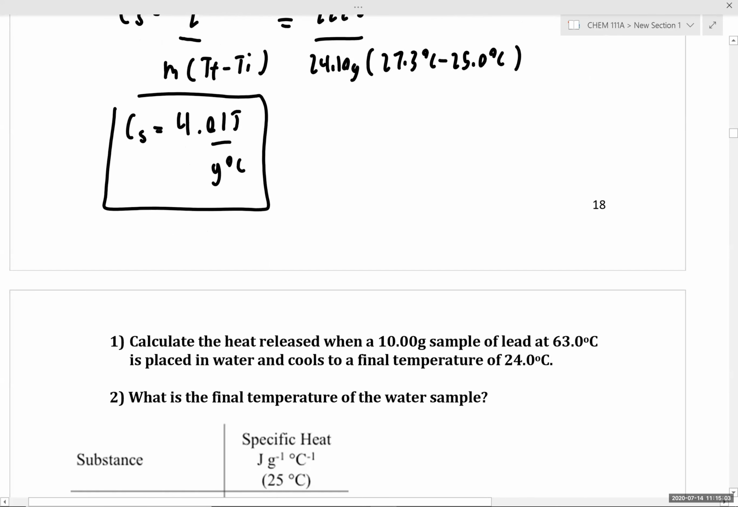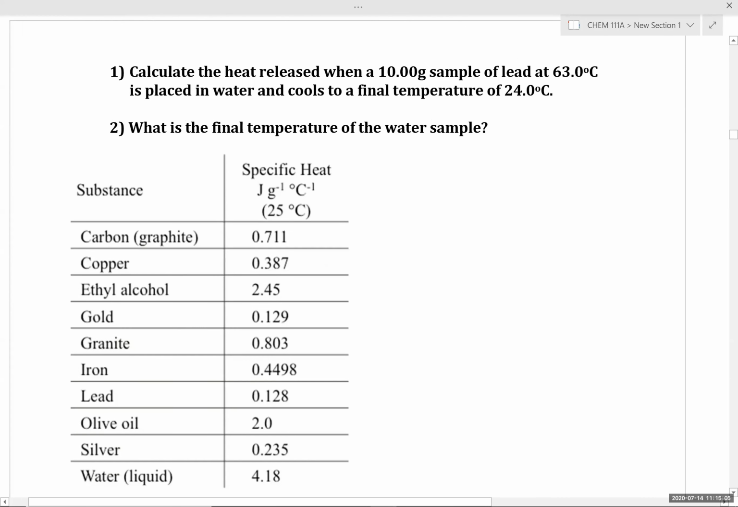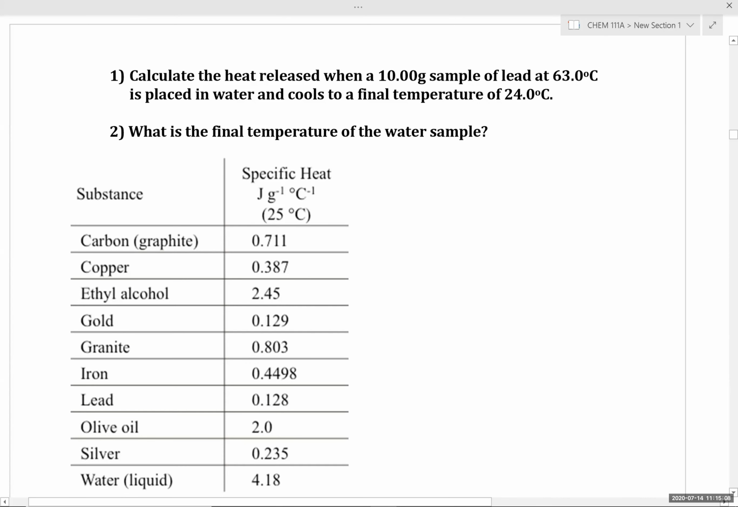Okay. So let's look at another guided example. This time we're asked to calculate the heat released when a 10-gram sample of lead at 63 degrees Celsius is placed in water and cools to a final temperature of 24 degrees Celsius. And then we're asked, what is the final temperature of the water sample? Don't worry, the second part we don't actually have to do any math for.